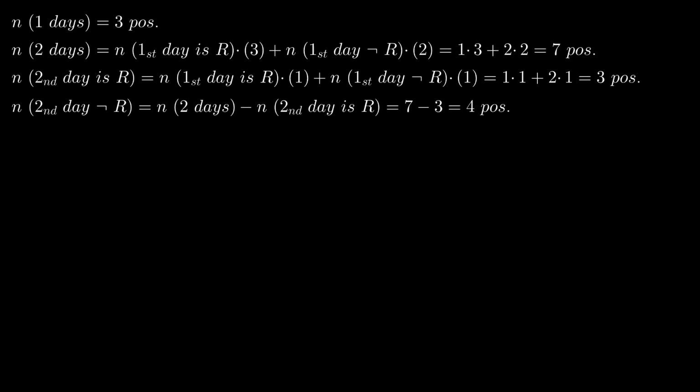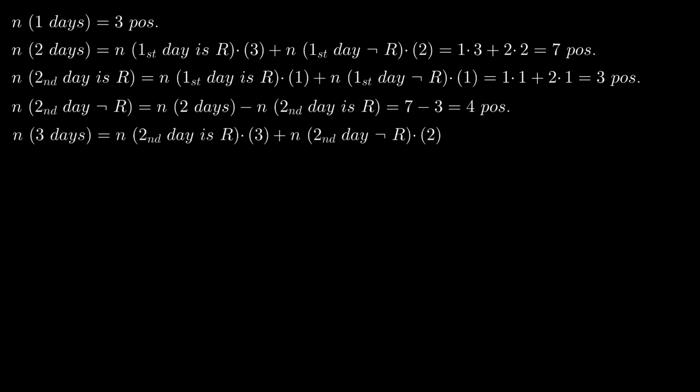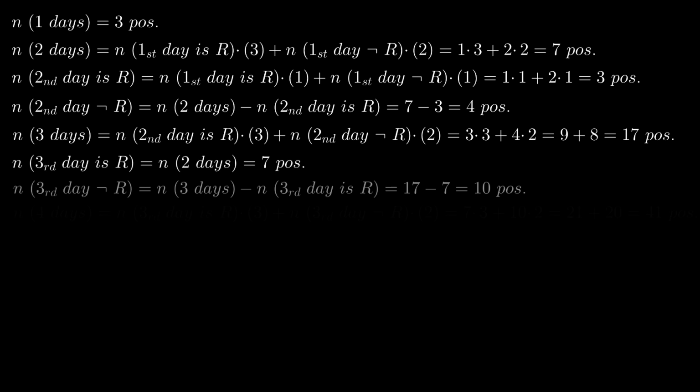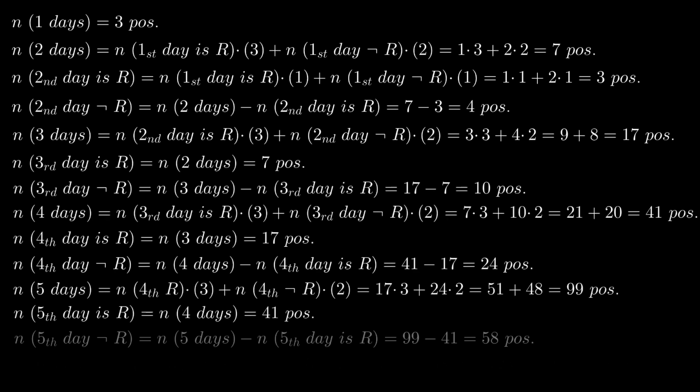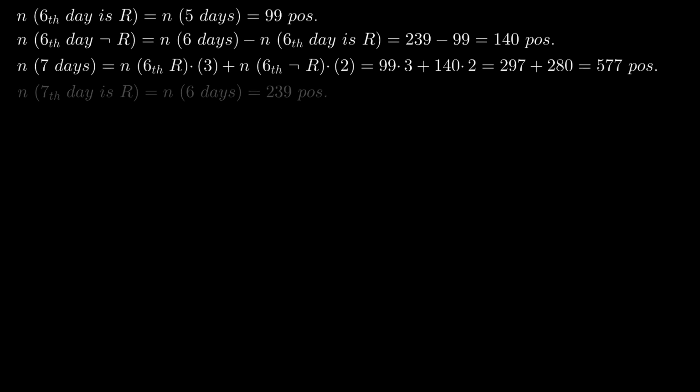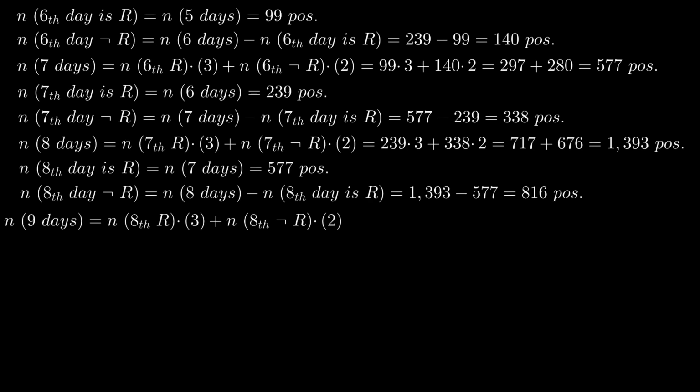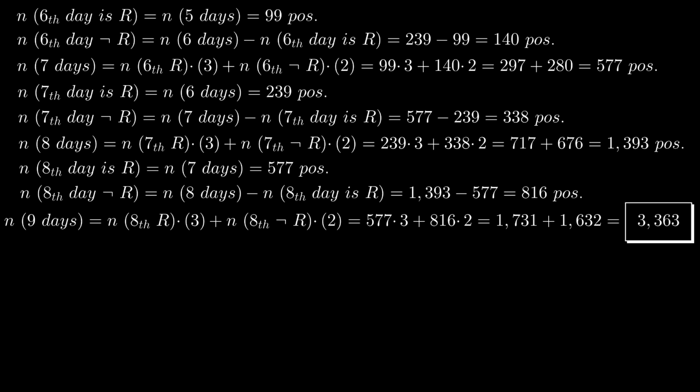So now we're ready to calculate the total amount of possibilities on the third day. So day 3 possibilities equals possibilities that the second day is a rest day times 3 plus possibilities that the second day is not a rest day times 2, which is 3 times 3 plus 4 times 2, which is 9 plus 8 equals 17 possibilities. And we keep going in this manner. So we found our desired algorithm until we get to day 9 possibilities, which is what the problem is asking. In all, the possible ways Kevin can schedule a 9-day vacation, given these initial restrictions, are 3,363 possible schedules. And that's your answer.